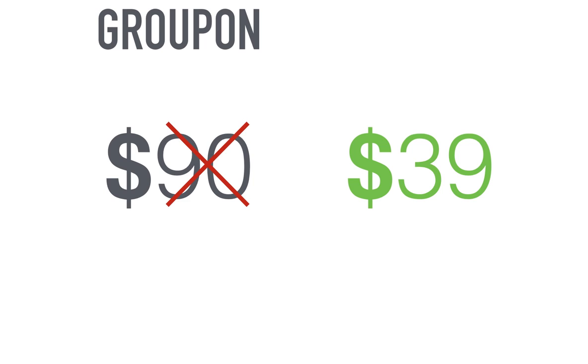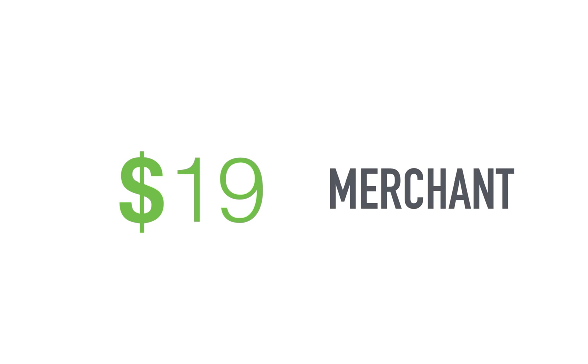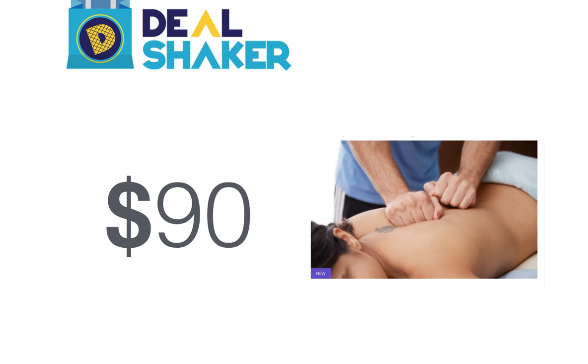Now, when the client pays, here's what happens. Groupon splits the revenues with the merchant 50-50. In other words, the merchant gets half of this $39. That's $19.5 that comes into the pocket of the merchant. So that's the way it works for Groupon. Now let's take exactly the same deal, but imagine it with DealShaker at $90.